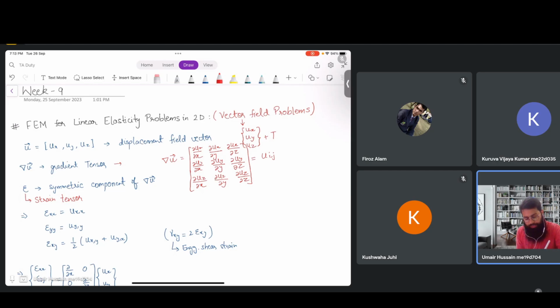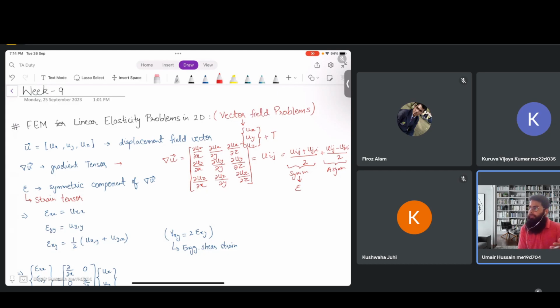So if I want to break it down, yeah, someone is answering. It's like u_i,j plus u_j,i by 2 plus u_i,j minus u_j,i by 2. Yes, that is correct. So this is the symmetric component, and this is the asymmetric component. So this is what we call strain.